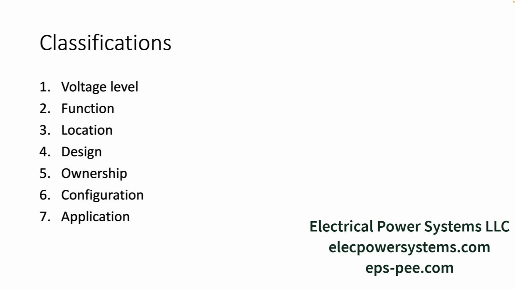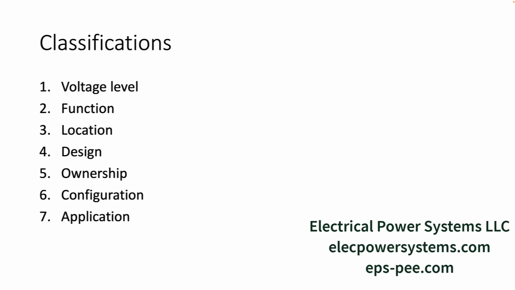Function. Substations can also be classified based on their functions. For example, a switching substation is one that primarily serves as a switching point for power transmission and distribution, while a load-serving substation is one that is designed to handle a specific load or set of loads, such as a large industrial facility.